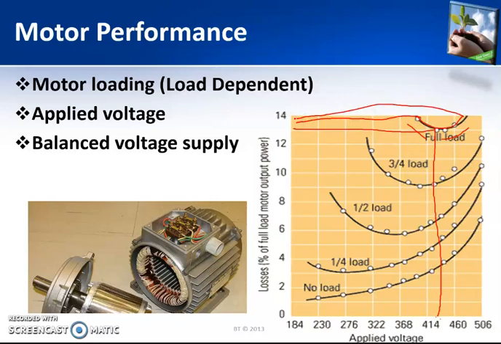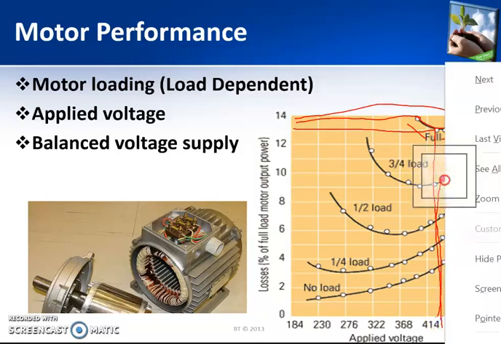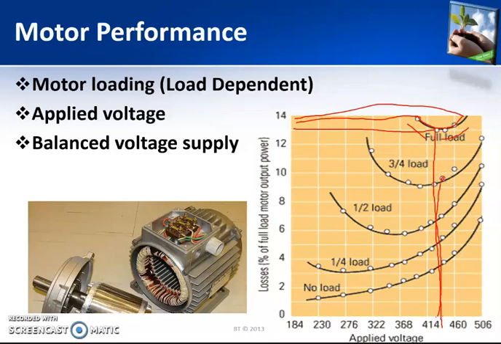Similarly, when the motor is operating at 3/4 of the load, and if I am applying the same rated voltage, then it will result in higher losses compared to applying a lower voltage. And again, if the motor is operating at half of the load, then again this is the losses curve. Here you can see that the minimum is at a lower voltage. In either case, the voltage dependent losses are going to increase.